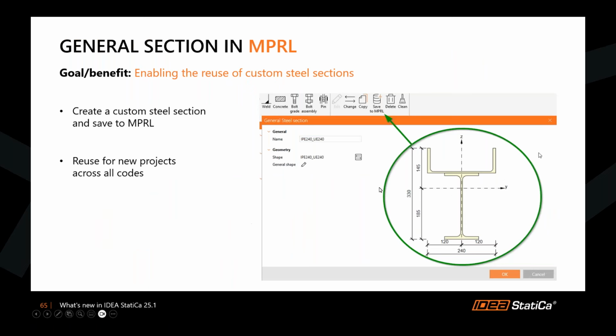Coming back to the desktop application, what you can do from the third patch of 25.0, also available in the 25.1, is you can save into your MPRL library a custom steel section and use it across new projects. Until now, you had to recreate it every single time. Now, once you create it and save it, it's always there.